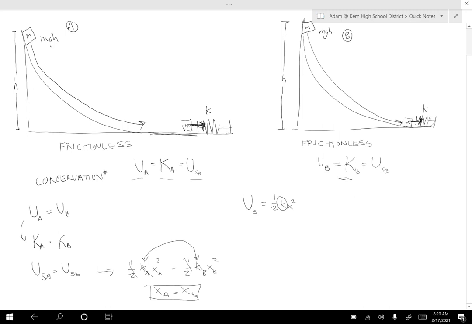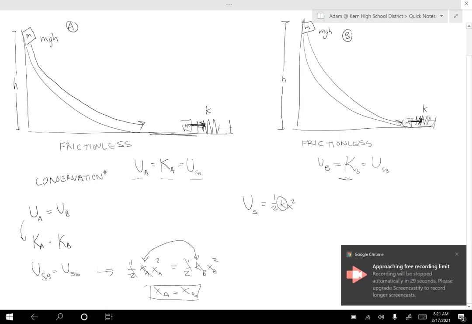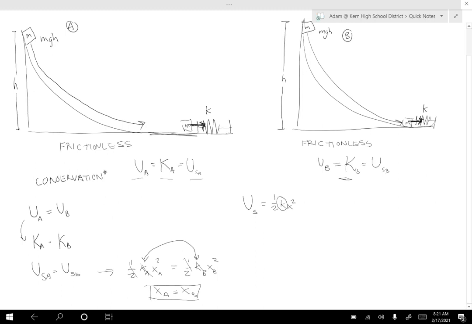So again, you got the gist of it when I read your work, but the explanation wasn't quite there about the transitioning of energy types. So keep that in mind for the test on Friday.